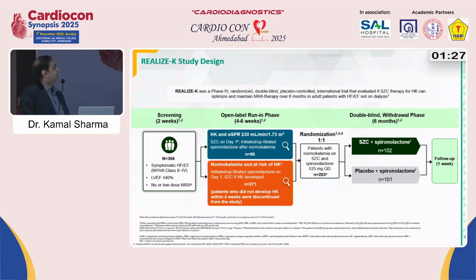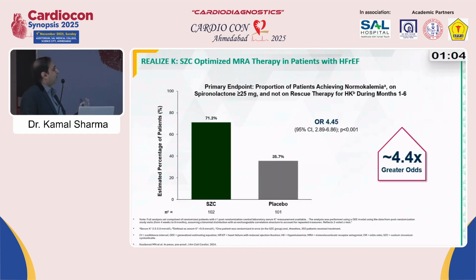There are two groups. In one, they were run for hyperkalemia with eGFR more than 30, and this therapy was initiated and titrated along with MRA after normokalemia. On normokalemia, high risk of hyperkalemia patients were the other group, and then they were randomized to receive spironolactone with this or without this therapy. What happens when you give it along with it?